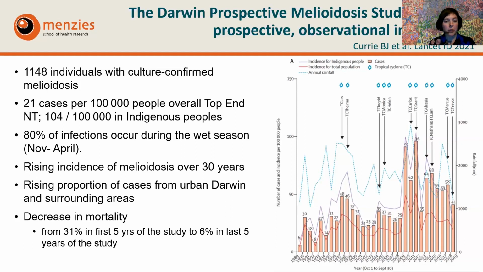But having said that, a really important outcome from this work has been a major decrease in mortality over the years. So from about 30% of all people presenting with melioidosis in the first 5 years of the study, being the mortality, down to now about 6%. A lot of those gains were made in the early years, recognising the need for broader spectrum antibiotics given the resistance profile of this organism.